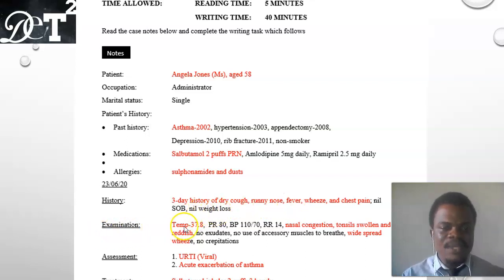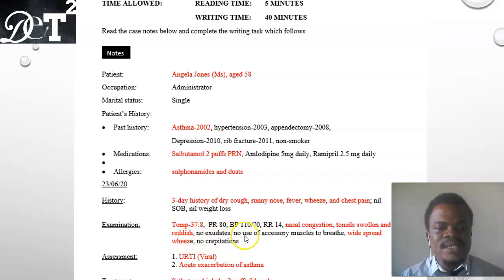Then from our examination, this temperature is not okay, we'll add it. This pulse rate is okay, blood pressure is okay, respiratory rate is okay, we ignore them. Nasal congestion, we'll add it. Tonsils swollen, and the swollen tonsils are also reddish, meaning they are inflamed, we'll add them.